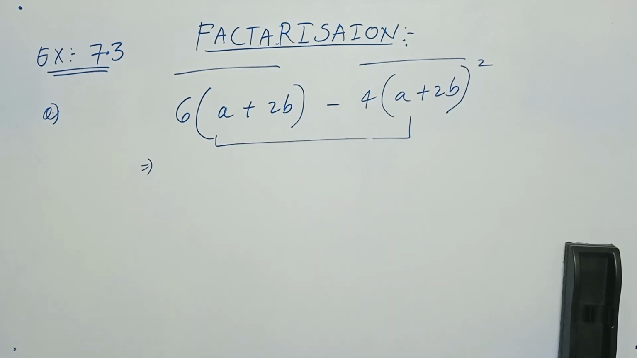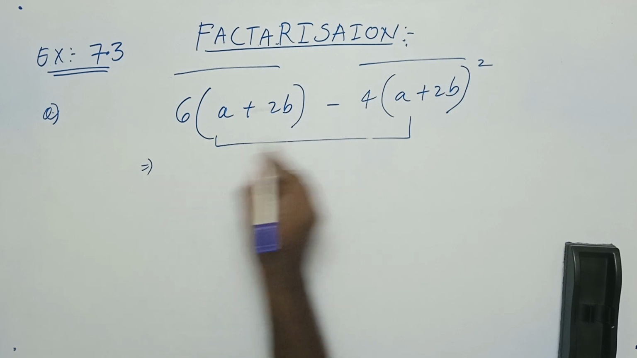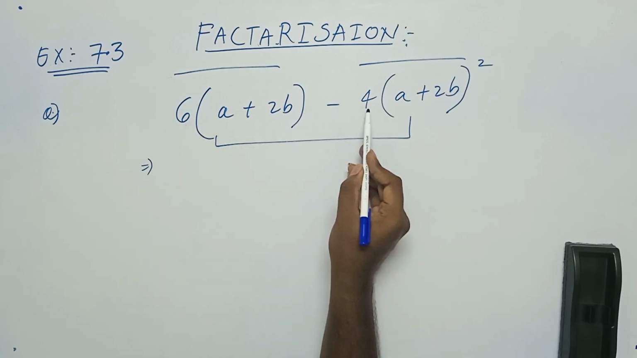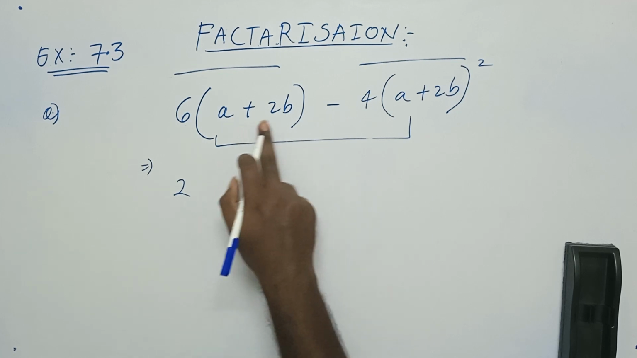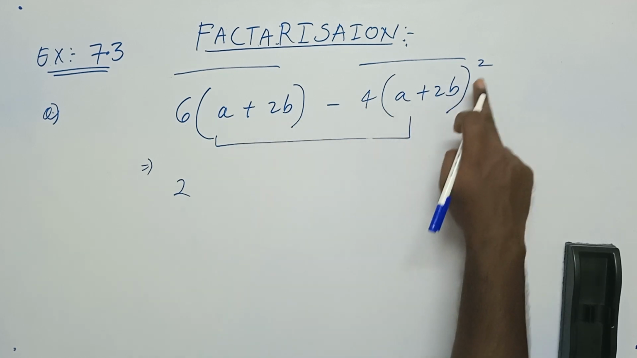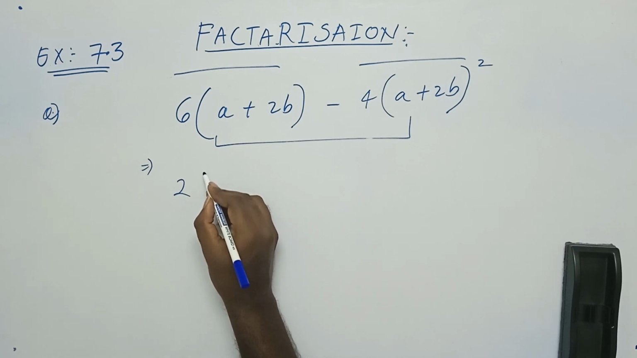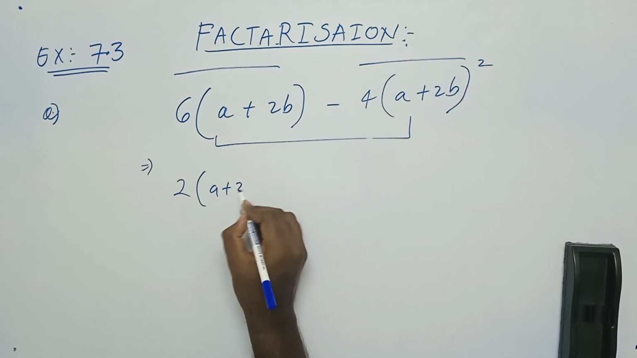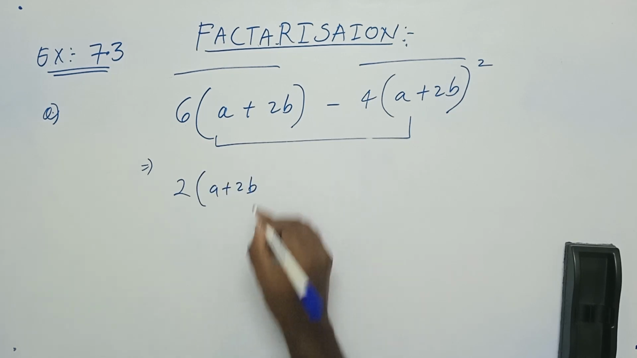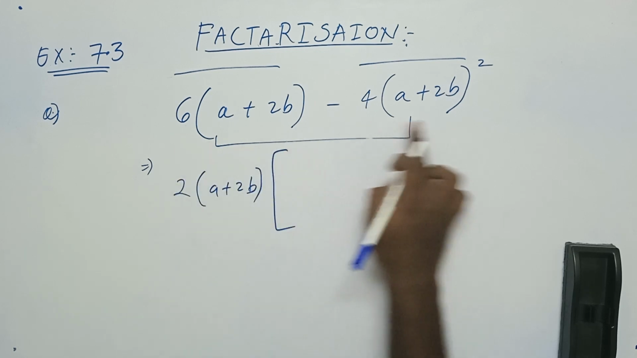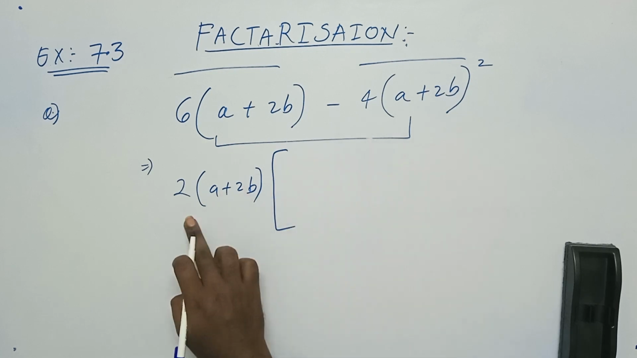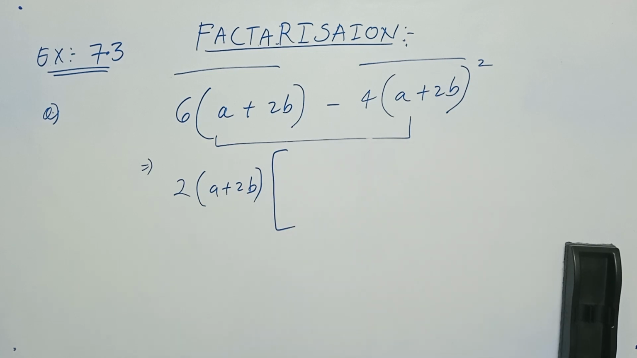So first of all, we have to take common. What is the HCF of 6 and 4? 2 is the HCF. And here you have (a plus 2b) and (a plus 2b) whole square. What is their HCF? (a plus 2b) is the HCF. Now we are going to divide the whole expression by 2(a plus 2b).